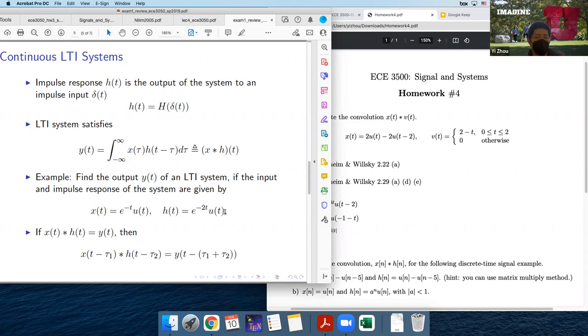Invertibility of systems, I don't think so. I don't think we have anything related to invertibility in the homework. That's just for reference in the lecture slides.